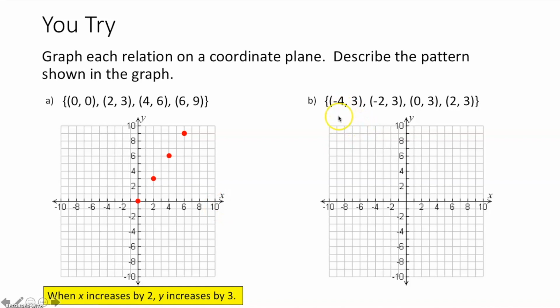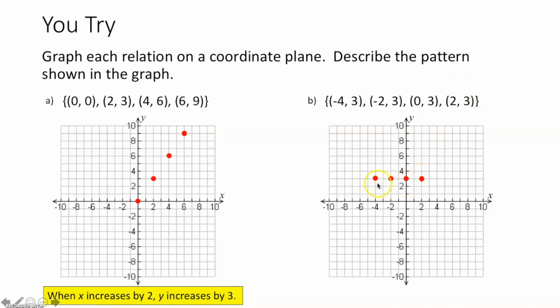Over here, we're going to graph each of these separately. Again, x-coordinate, y-coordinate. So we're going to go over to -4 on the x-axis, and then we're going to go up 3 on the y-axis, put a point. Negative 2, comma 3. We're going to go over to negative 2 on the x-axis, up to 3 on the y-axis, put a point. 0, comma 3. We're going to go over 0 on the x-axis and up 3 on the y-axis, put a point. And then we're going to go over to 2 on the x-axis, up 3 on the y-axis, put a point.